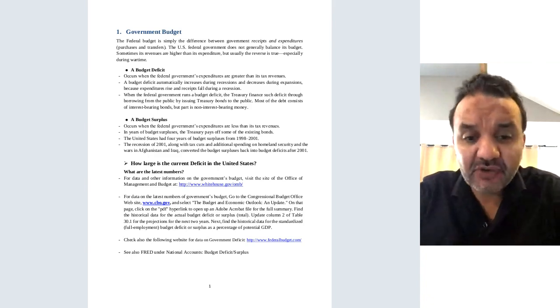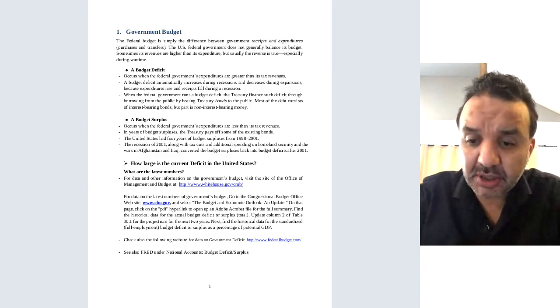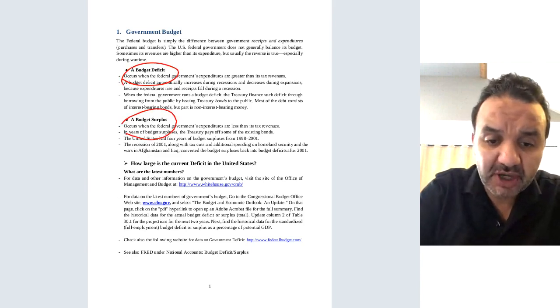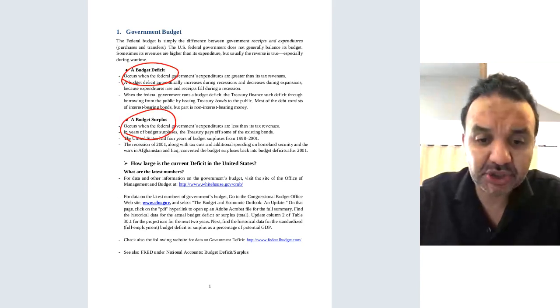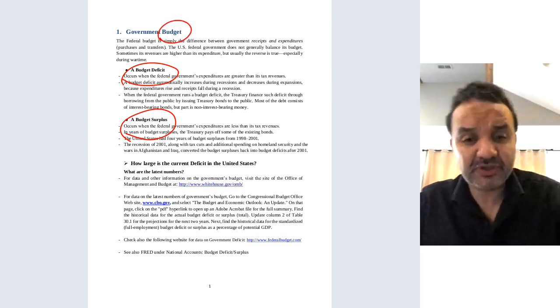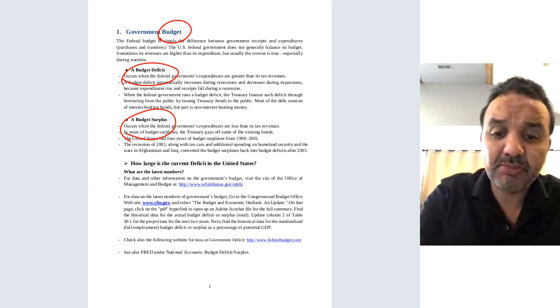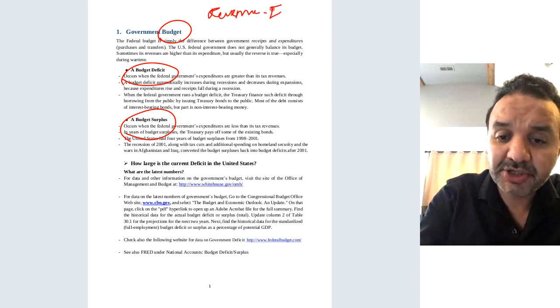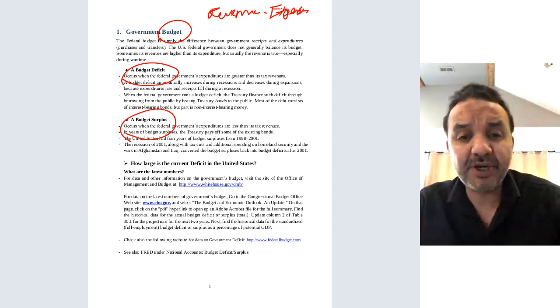So we have to be familiar with the concept of budget deficit and budget surplus. So let's see first what do you mean by budget. Generally speaking, budget means revenue minus expense. This is the general meaning of budget.